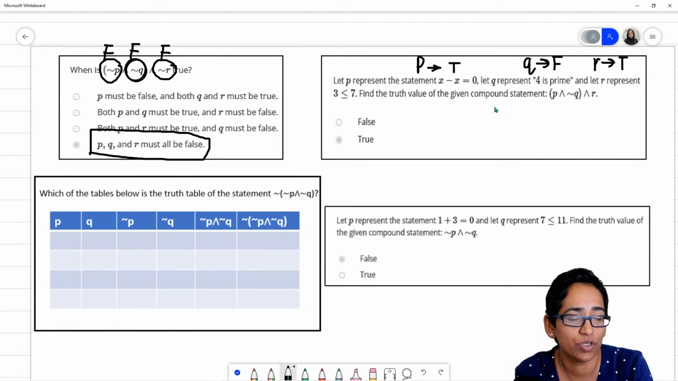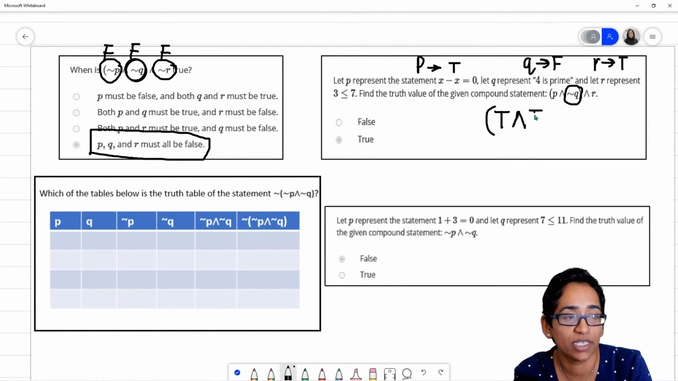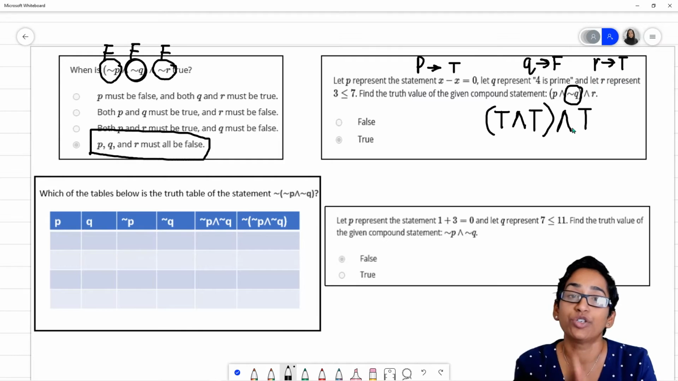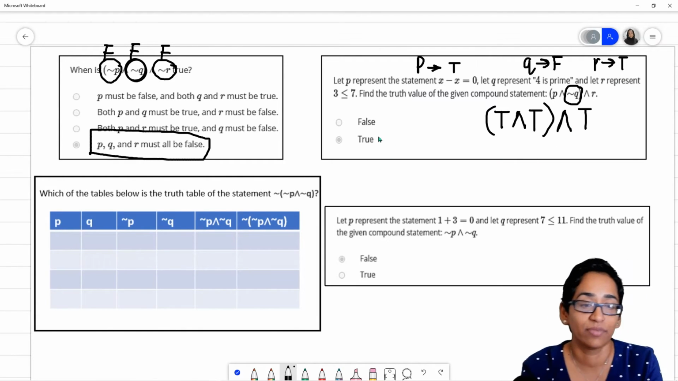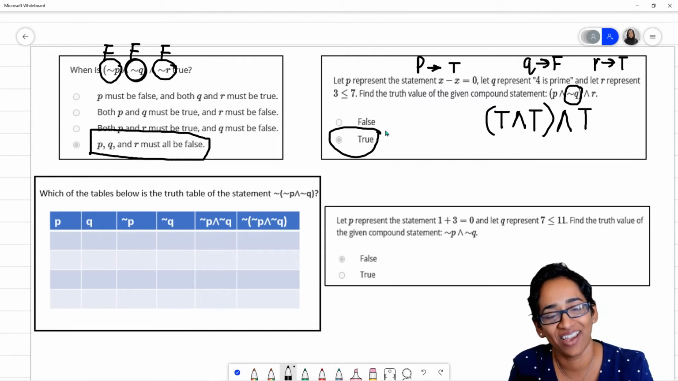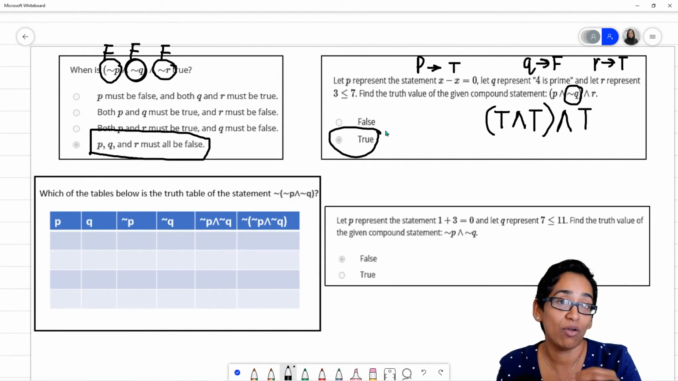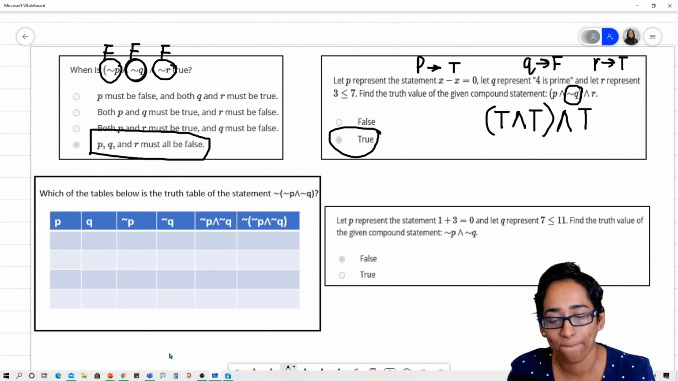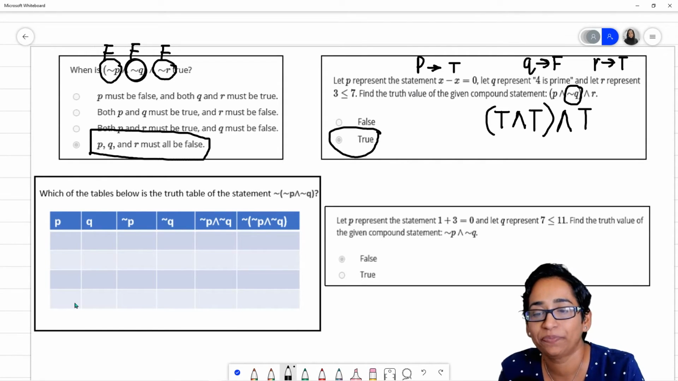P is true, so let me expand it. True and negation of Q. This is false, so negation is true and R is true. True and true and true. By default, it is true. All right. Always take it slow, one step at a time. Now let's go ahead and take a look at this one.